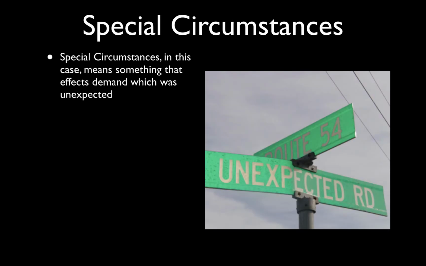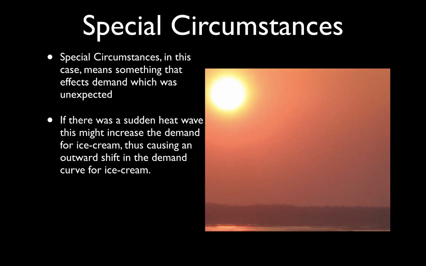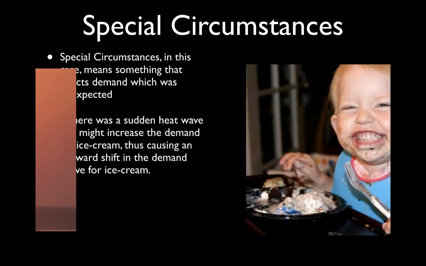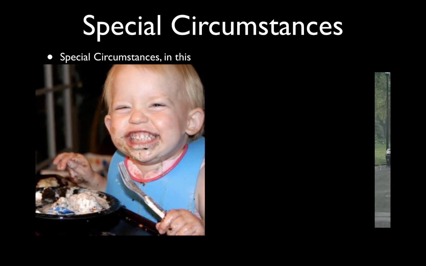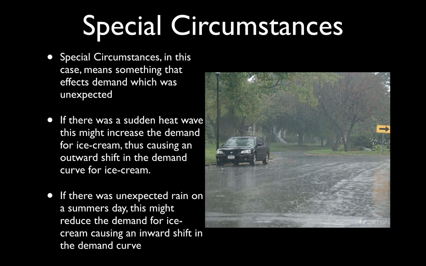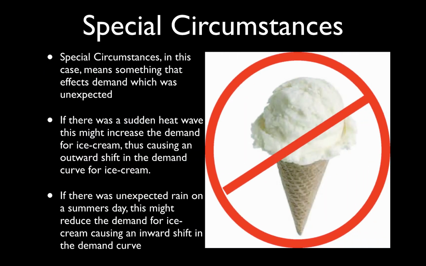When we're talking about special circumstances, in this case, special circumstances means things that affect demand which were unexpected. Okay, so what we're saying here was, if there was a sudden heat wave, a sudden very hot day, this may increase the demand for ice cream, thus causing an outward shift of the demand curve for ice cream. On the other hand, if there was unexpected rain on a summer's day, this might reduce the demand for ice cream and therefore cause an inward shift in the demand for ice cream. People are like, there's no way, it's freezing outside, I'm not going to eat ice cream, give me a hot cup of tea or coffee or something like that.